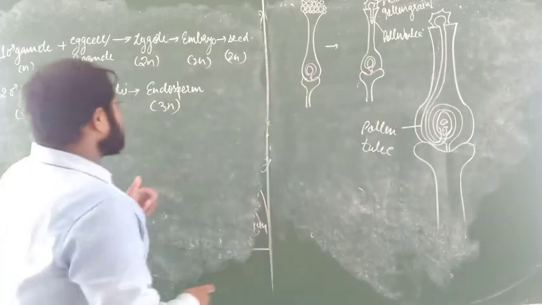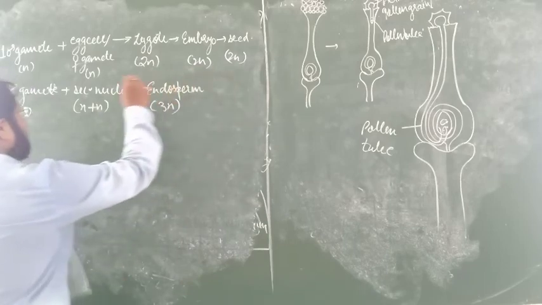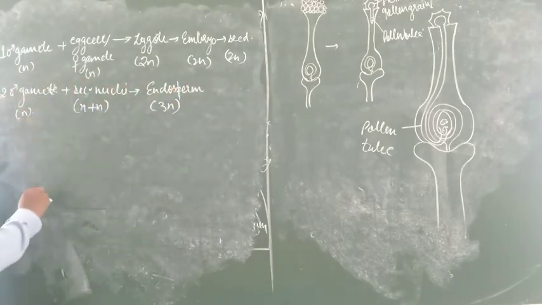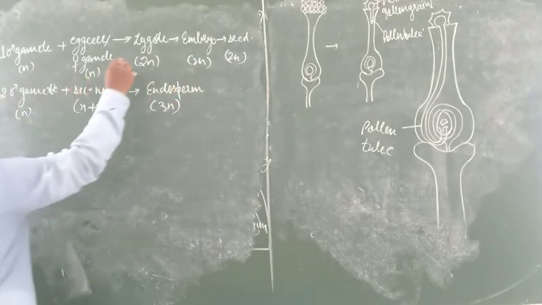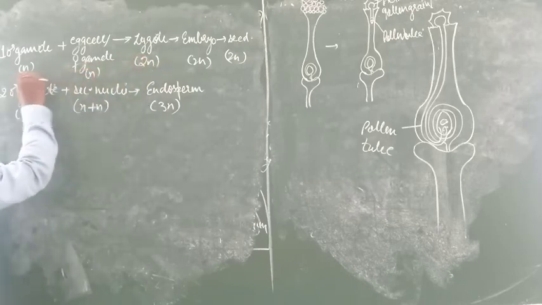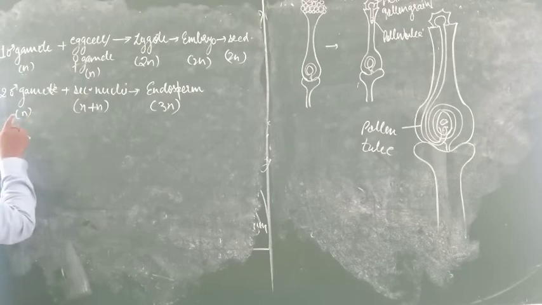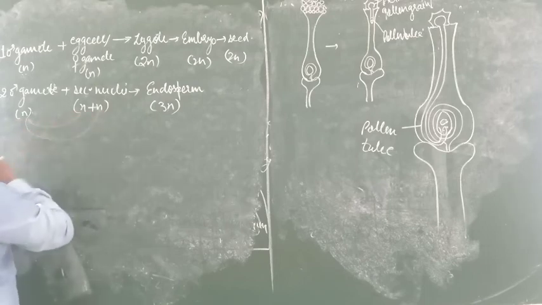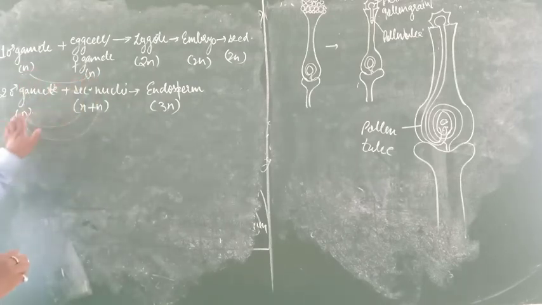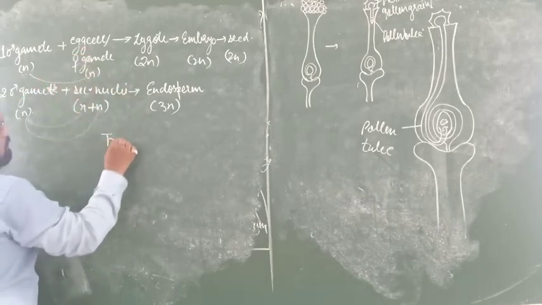So here you see, one fusion is there, two fusions are there. First it fuses with this one, after that with this one, and here it fuses with this one. So here two fusions, here one fusion, total fusion is three times, so it is called triple fusion.